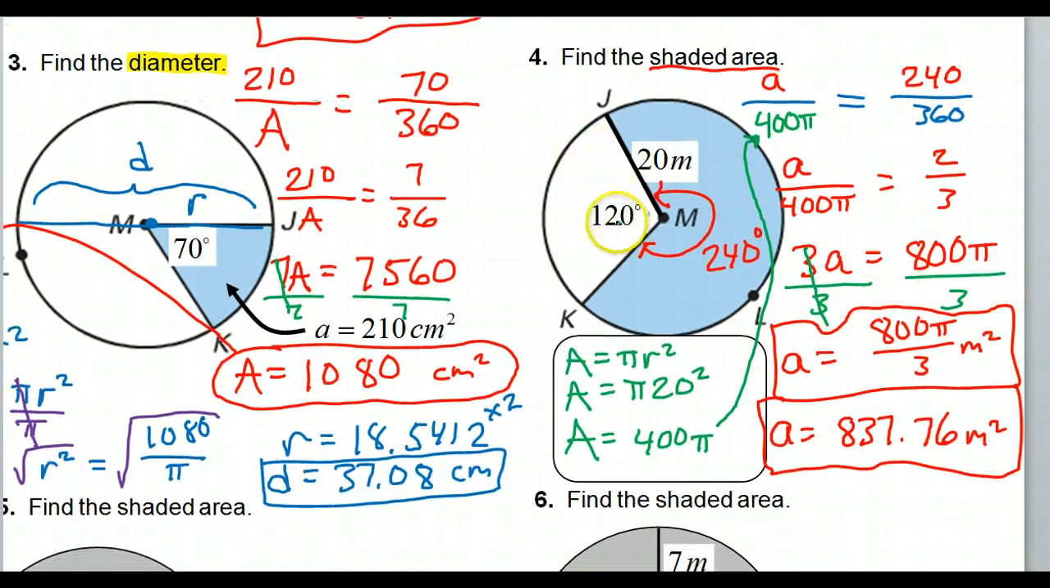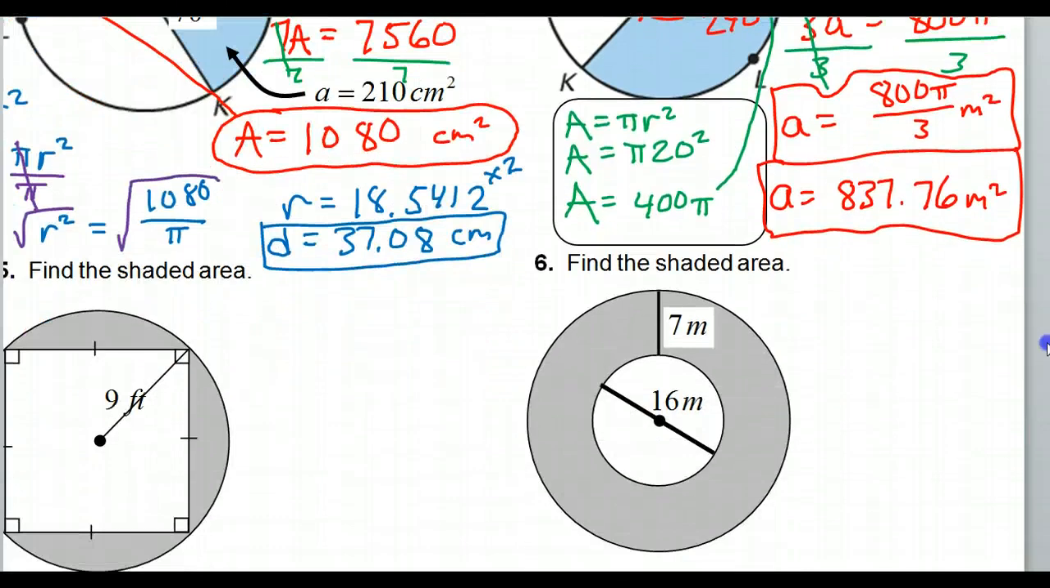Again, the big thing to watch out for is this 120 degrees was in the white area. We have to make sure whatever angles we're looking for are the correct ones, the shaded ones. Like number 3, that was okay because 70 was shaded. So please watch out for that.